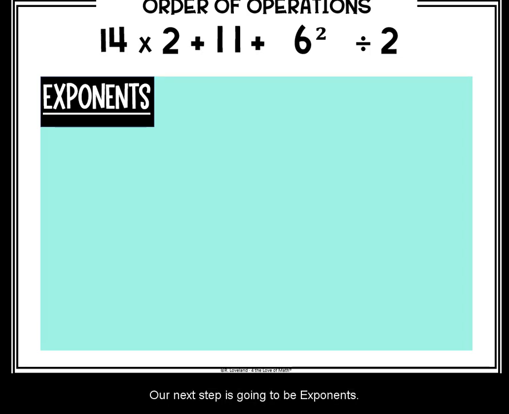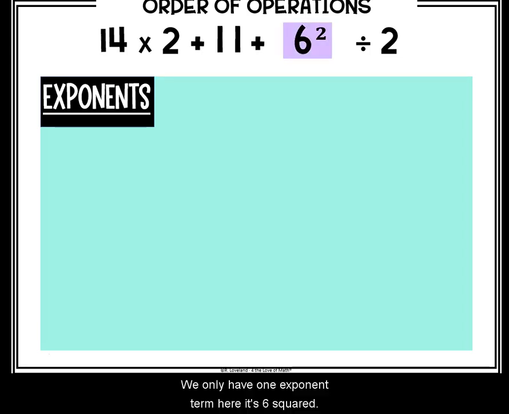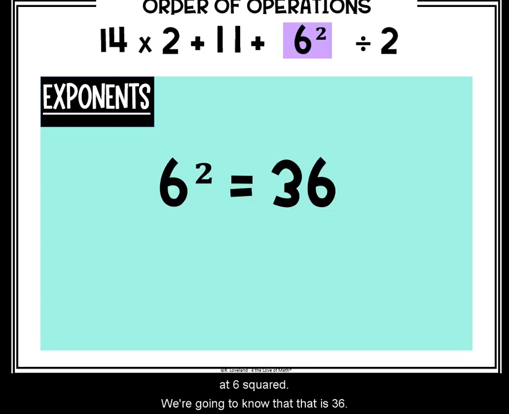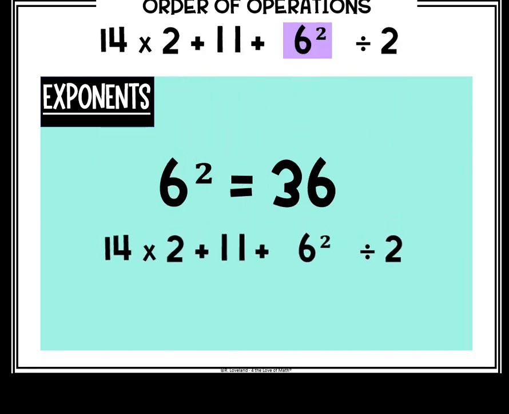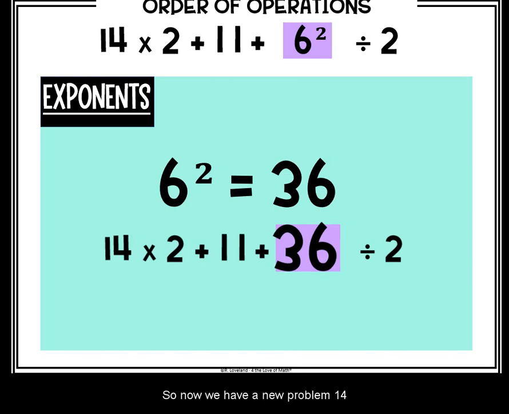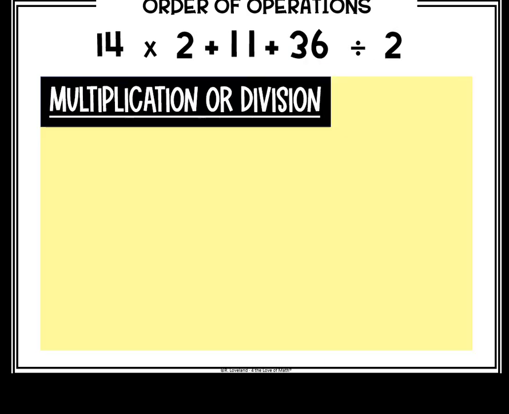So our next step is going to be exponents. We only have one exponent term here. It's 6 squared. So we're going to look at 6 squared, and we know that that is 36. And now going back to our expression, we're going to replace the 6 squared with 36. So now we have a new problem: 14 times 2 plus 11 plus 36 divided by 2.